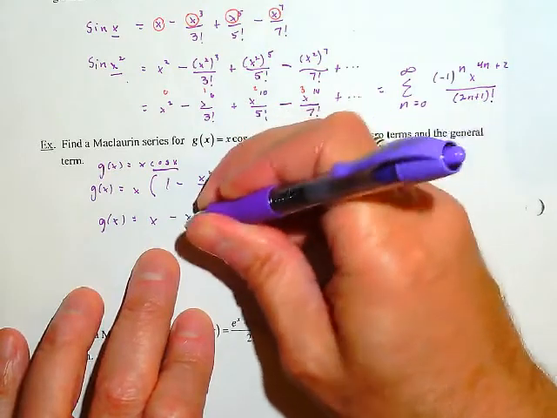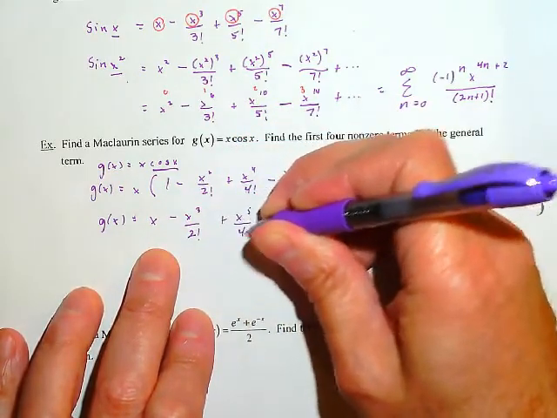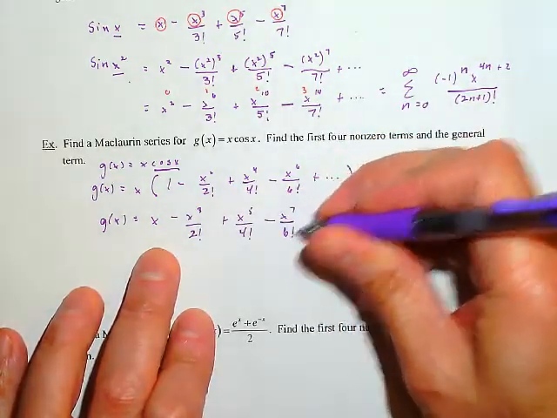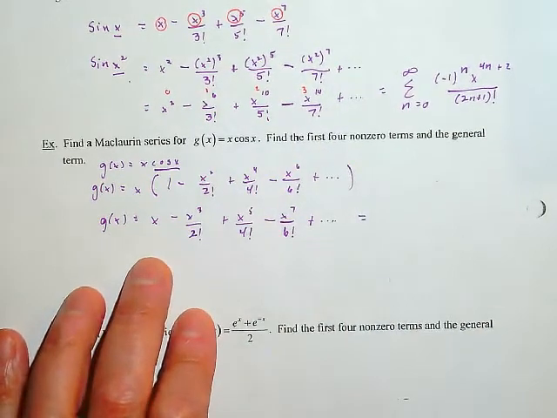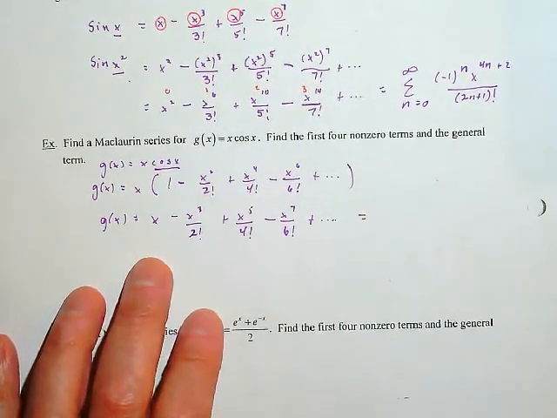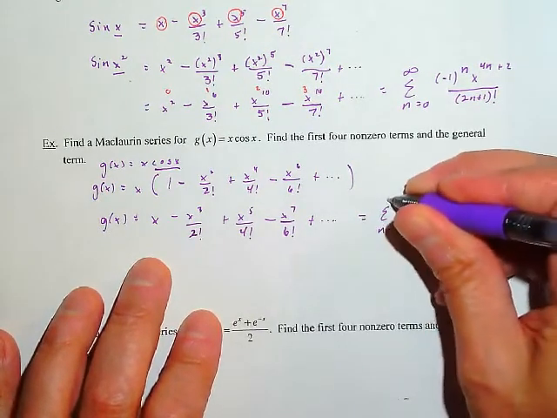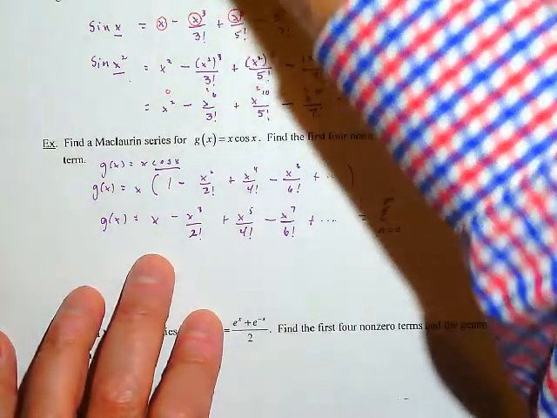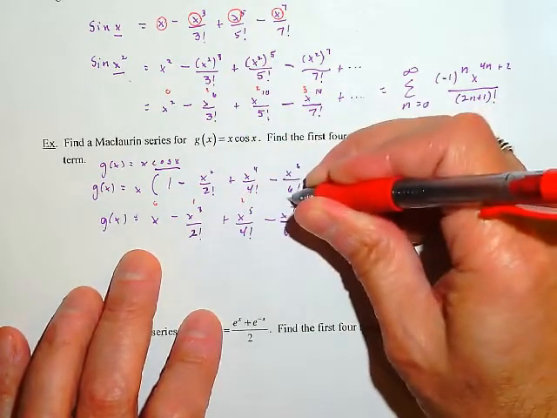x minus x to the third over 2 factorial plus x to the fifth over 4 factorial minus x to the seventh over 6 factorial plus dot dot dot. So we got our first 4 terms, yay, first 4 non-zero terms. And then I'm going to build up n equals 0 to infinity. And let's see, we'll start with 0, 1, 2, 3.